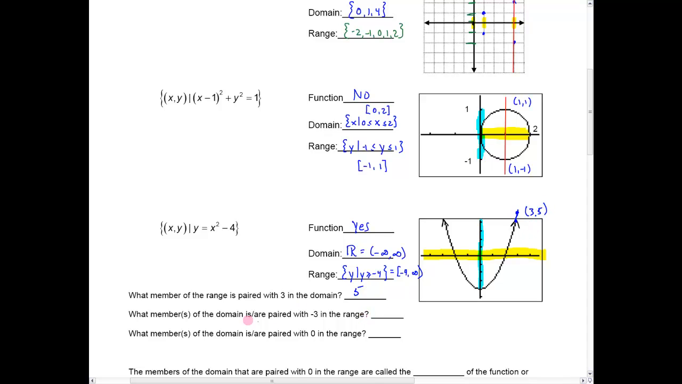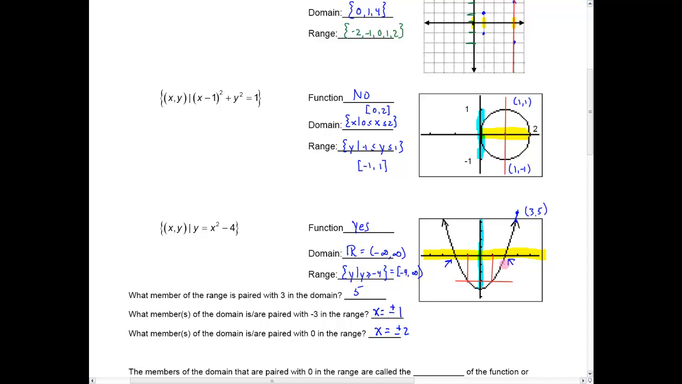Another question is, what member or members of the domain are paired with -3 in the range? So this is saying, tell me the x values whose y value is -3. And if I look down here on the y-axis at -3, you see that there's an x value right here that has that y value, and there's another x value over here. There's actually 2 of them, isn't there? So x equals 1 and -1, I'll abbreviate that as plus or minus 1, both of those have a range value of -3. Now another question is, what members of the domain are paired with 0 in the range? If the y value is 0, you're right here on the x-axis, and that's going to be 2 and -2.